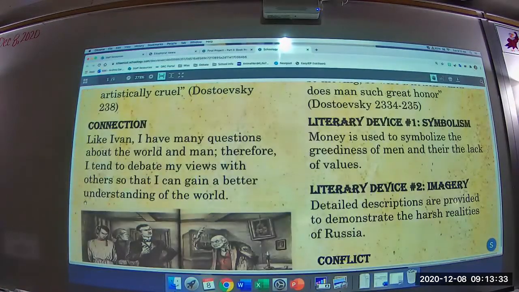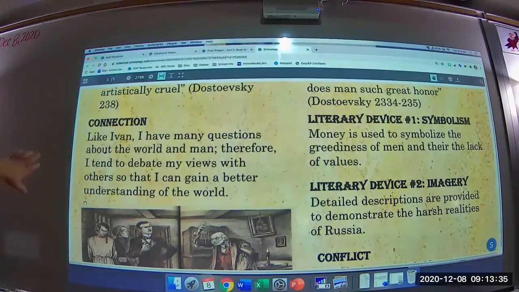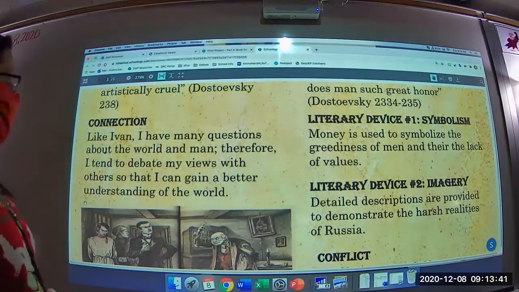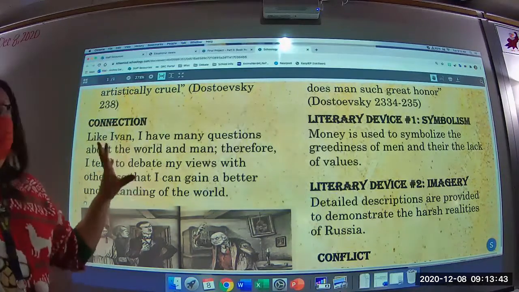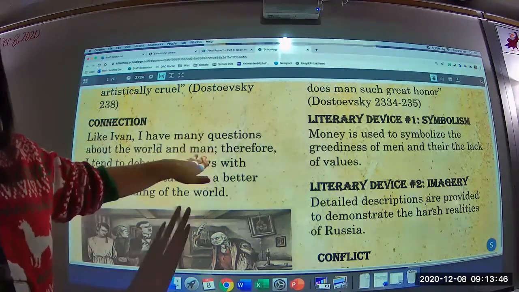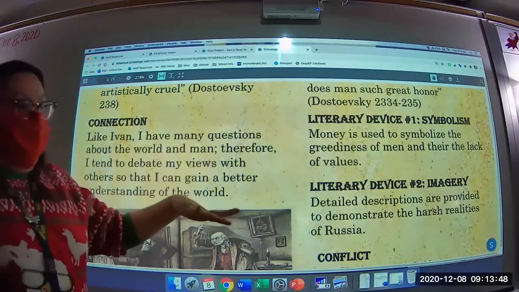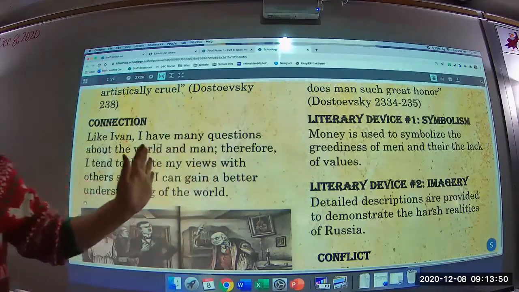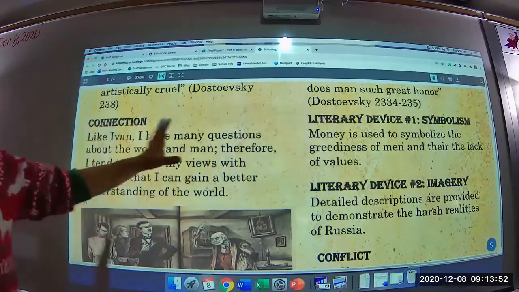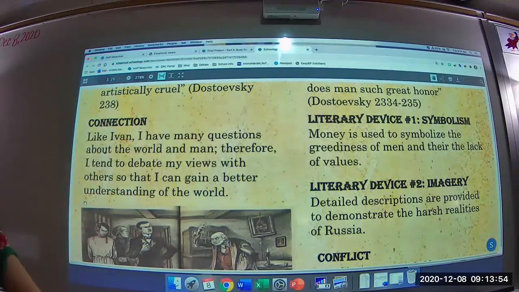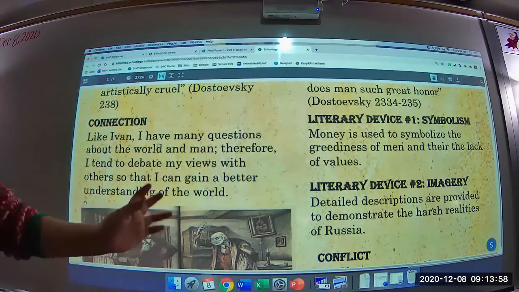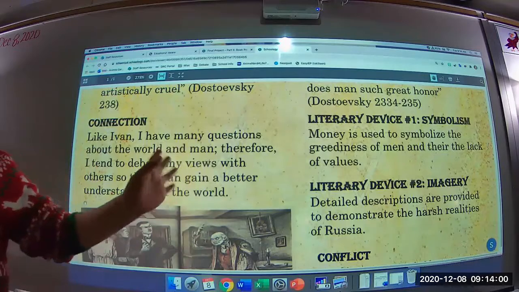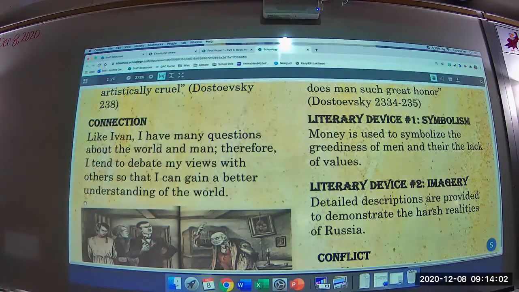My connection. Like Ivan, I have many questions about the world and man, therefore I tend to debate my views with others so that I can gain better understanding of the world. This book is actually the reason when I switched to English, I made my minor philosophy. Because I read parts of this book in a class I was taking and we got to debate it. And the professor said, well, this is what philosophy is about. And I was like, I'm in, I'm game, right? So that's my thing.